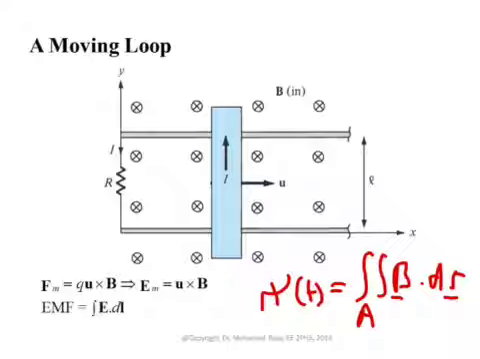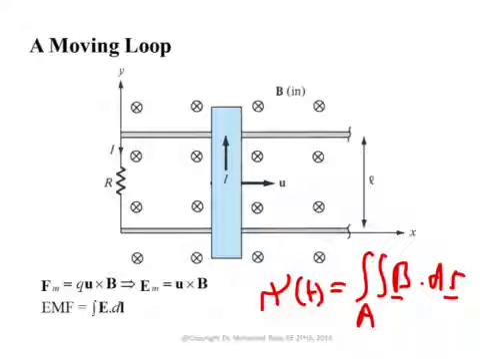One other way is to go back to the motor equation that we had a long time ago. We said if you have a charge moving in a magnetic field with a velocity u, then the force affecting that charge is QU cross B.